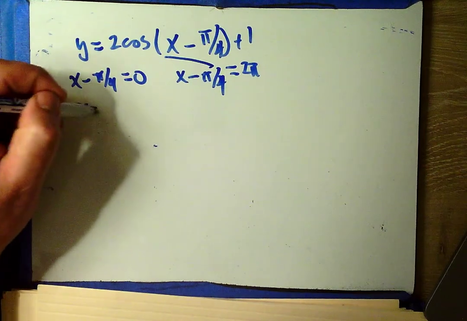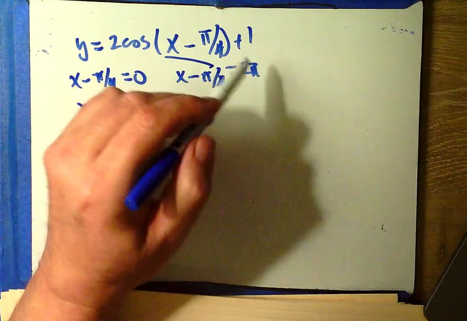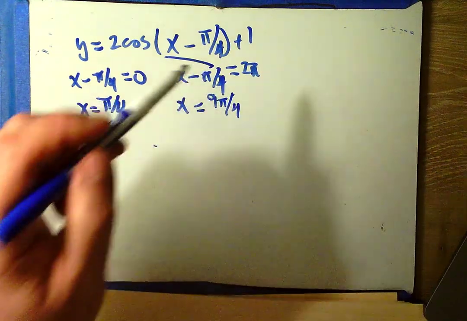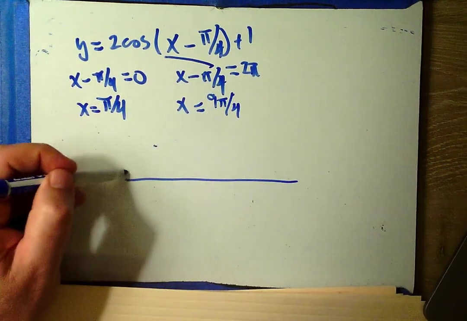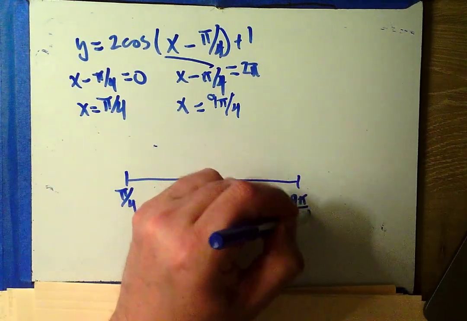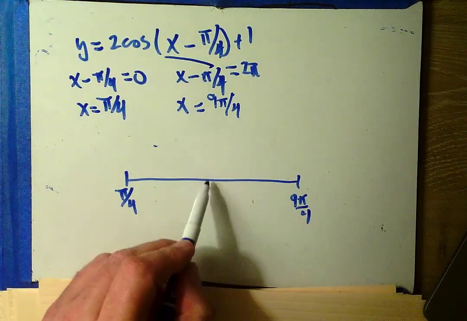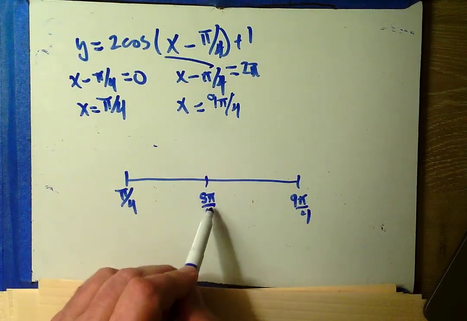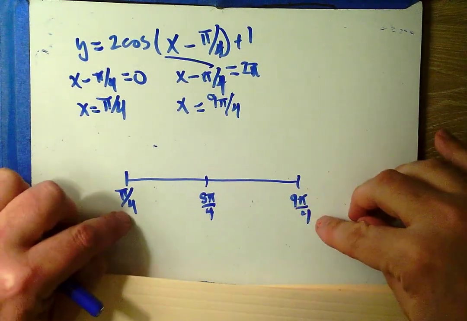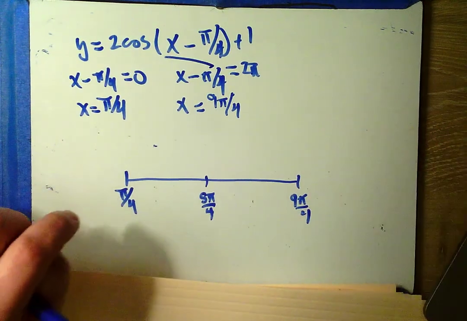So I get x equals pi over 4 on one end, and x equals 8 pi over 4 plus 1 pi over 4 is 9 pi over 4. So I'll start by labeling on my number line pi over 4 and 9 pi over 4. Remember, we need to find quarter points now, so halfway in between these is going to be 5 pi over 4. And remember, you can do that by adding these and doubling the denominator, or you can add this plus this and then divide by 2.